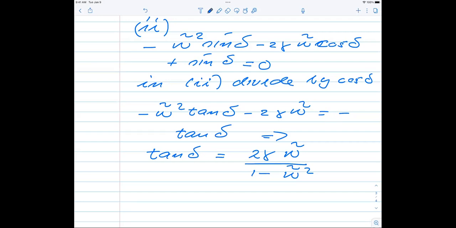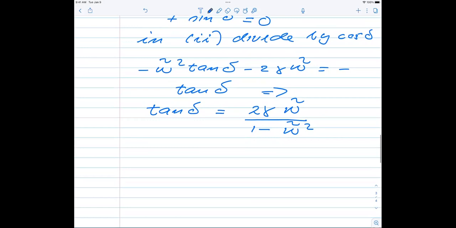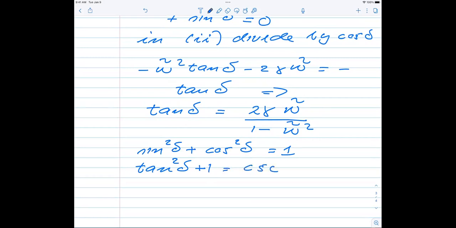Okay, so let's continue with some further manipulations. I actually like this manipulation. When I took a course in mechanics, this was one of the parts which I really liked. So we remember also that sine delta squared plus cosine delta squared is equal to 1. So this is just an exercise in using trigonometric relations. And then we have tan squared delta plus 1, which is given by cosec delta squared. And the cosec is just cosine delta divided by sine delta.